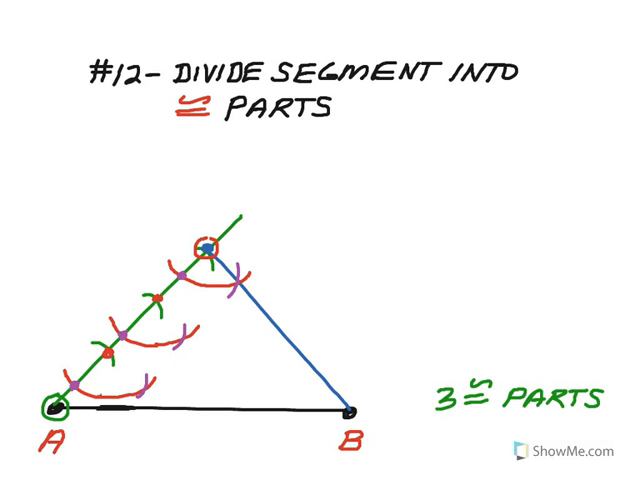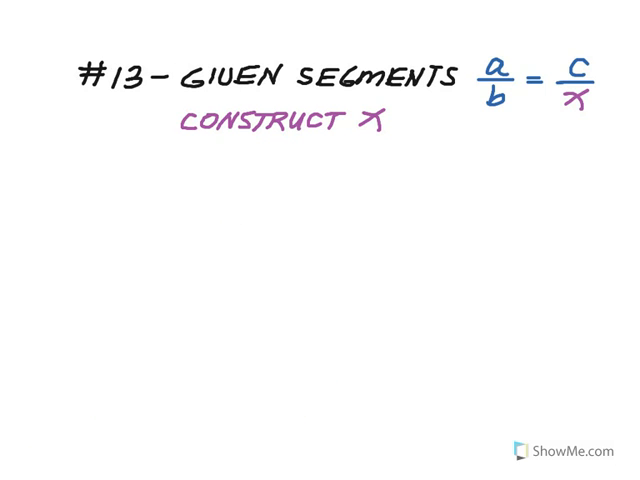Now I go from these points through those points of intersection, and as you can see, we create parallel segments. But what we've done now is we have divided AB into 3 congruent segments. This one, this one, and this one are all the same measure.